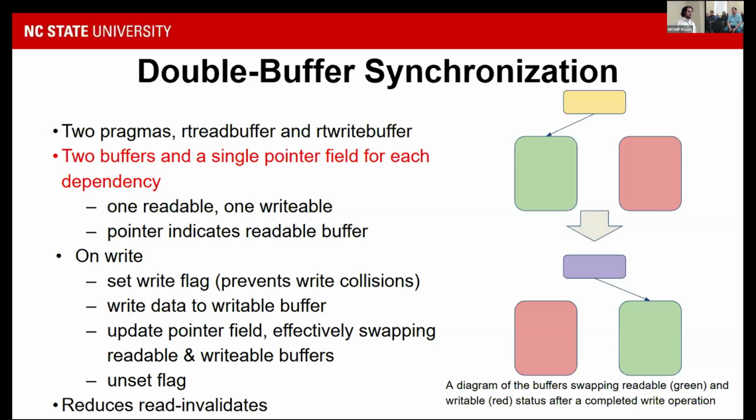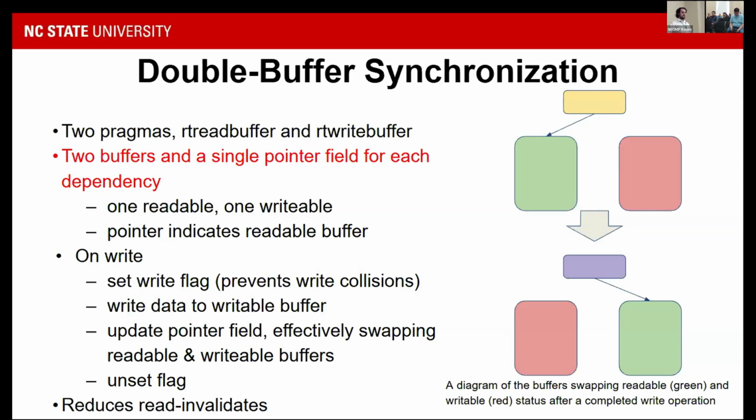On a write, all the writer has to do is check the write flag first, and set the flag to prevent write collisions, so multiple writers don't try. Then write the data, and at the end, switch the pointer, which just swaps which buffer is readable and writable.